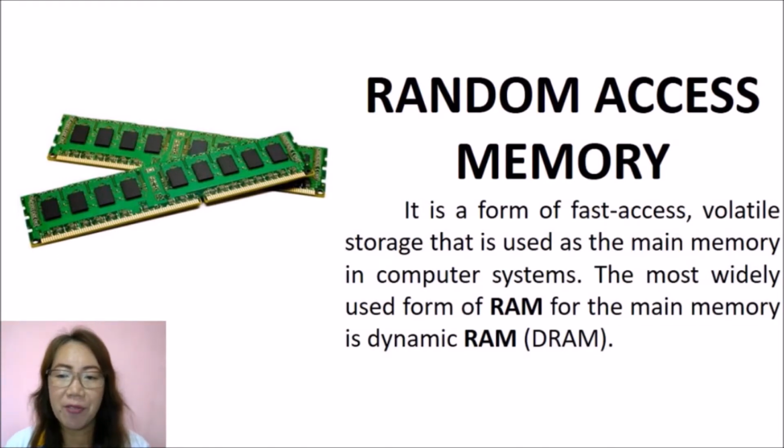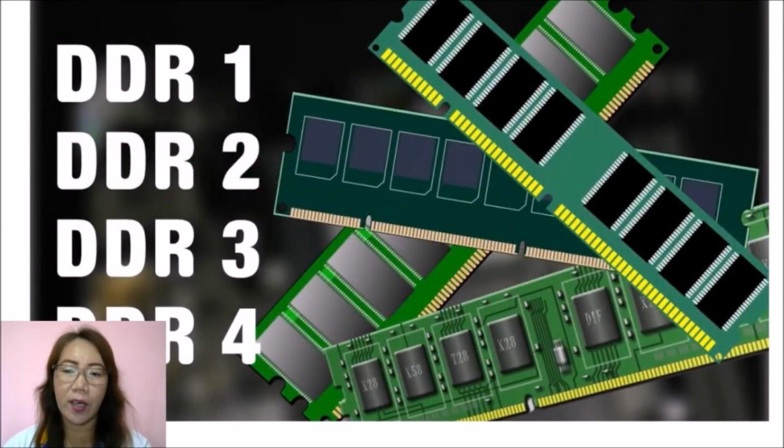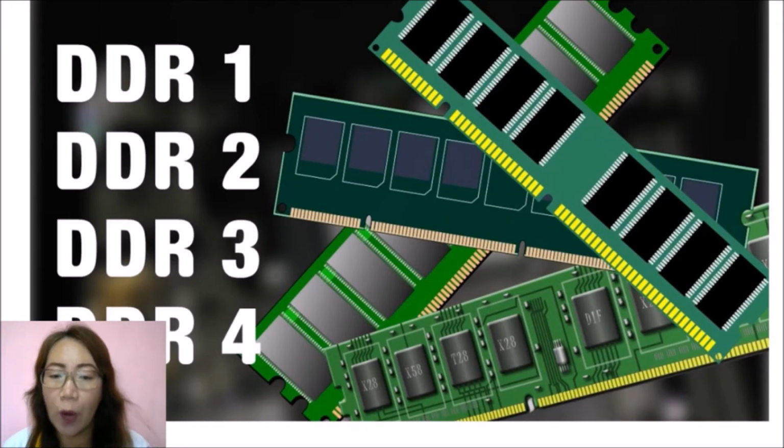It is a form of fast access volatile storage that is used as the main memory in a computer system, and the most widely used form of RAM for the main memory is the dynamic RAM or the DRAM. Okay, let's take a look at how many types of RAM we have nowadays. We have DDR1, which stands for double data rate 1. We have DDR2, DDR3, and DDR4.